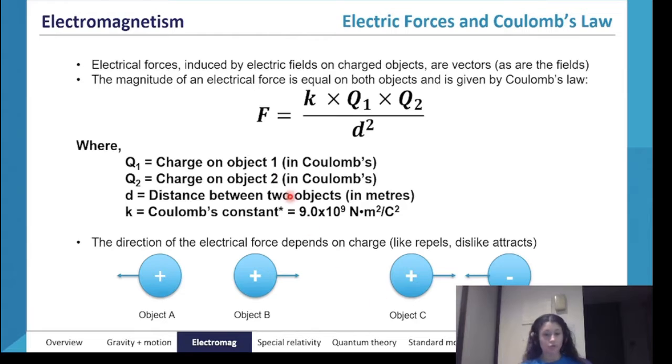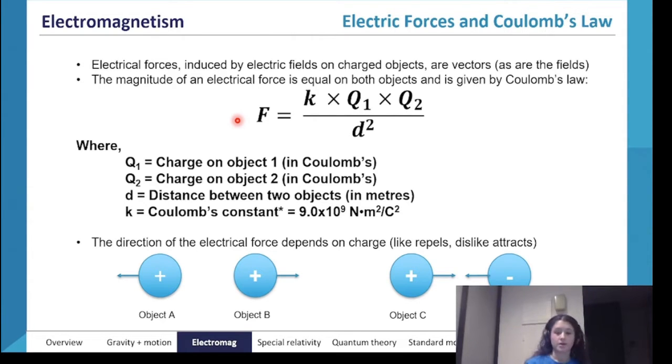So, to calculate the force on two charges due to their electric field, we need to use Coulomb's law, which is in your formula sheet. It tells us that the force between the two charges is going to be equal to Coulomb's constant, and that number is in your formula sheet as well, multiplied by the two charges themselves in coulombs and divided by the distance between them squared. So what this tells us is that a greater force is going to be exerted if the charge on the two particles is greater, and the greater force is going to be exerted if the particles themselves are closer to one another.